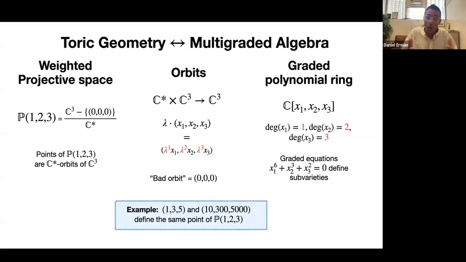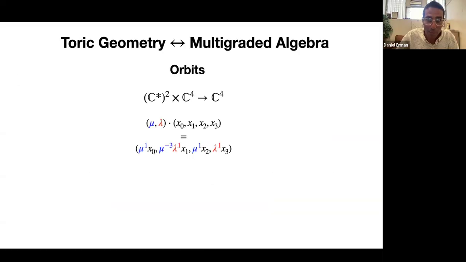But as you might imagine, the orbits here are a little more complicated, and these weighted projective spaces actually turn out to have some singularities. It's a little more complicated, but by and large, we have a similar picture. All right, let's ratchet it up one more layer.